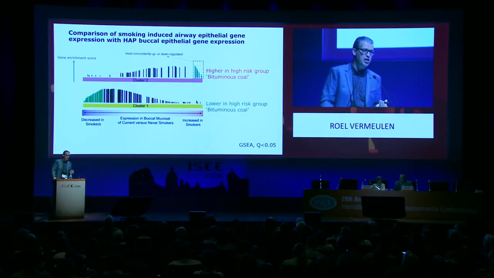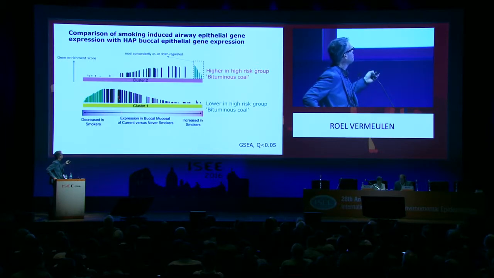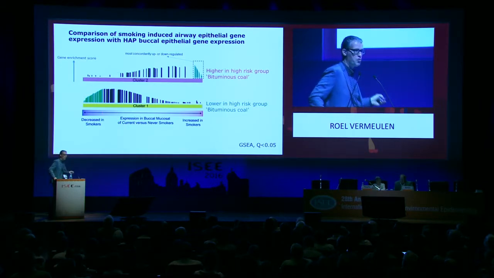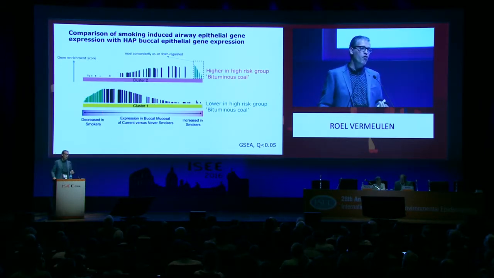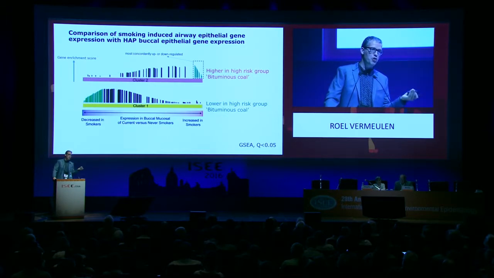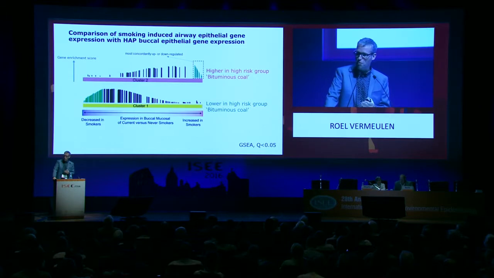Similarly, if we look at cluster 1, which were lower expressed in the high-risk group, similarly we see gene set enrichment, which are indicated by the bars here. The higher, the more the gene is enriched among the smokers as well. So we see significant overlap in the response that we see among smokers as what we see actually in the response that we see among household air pollution.